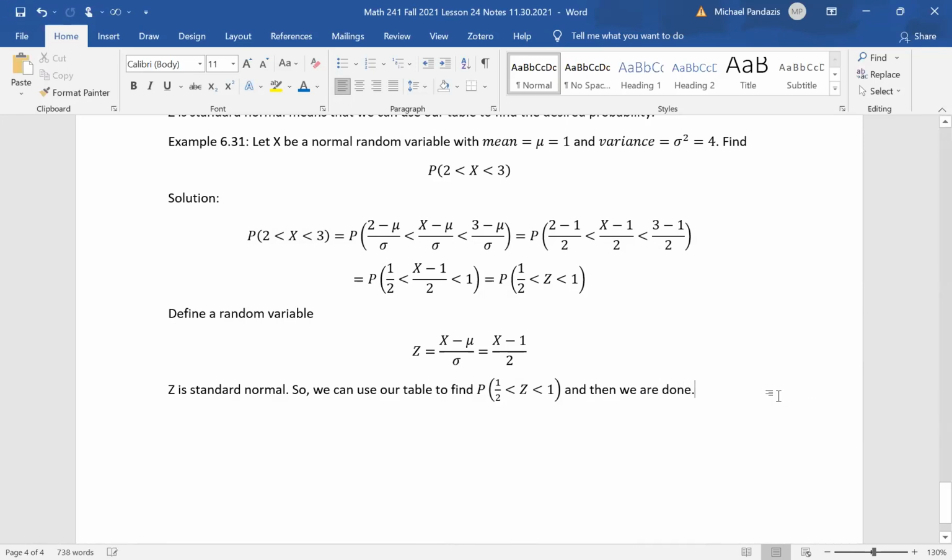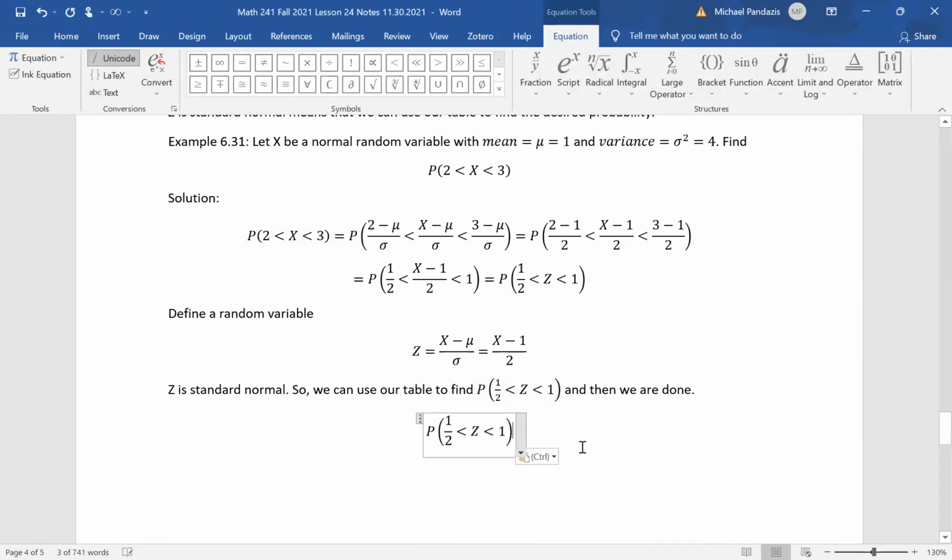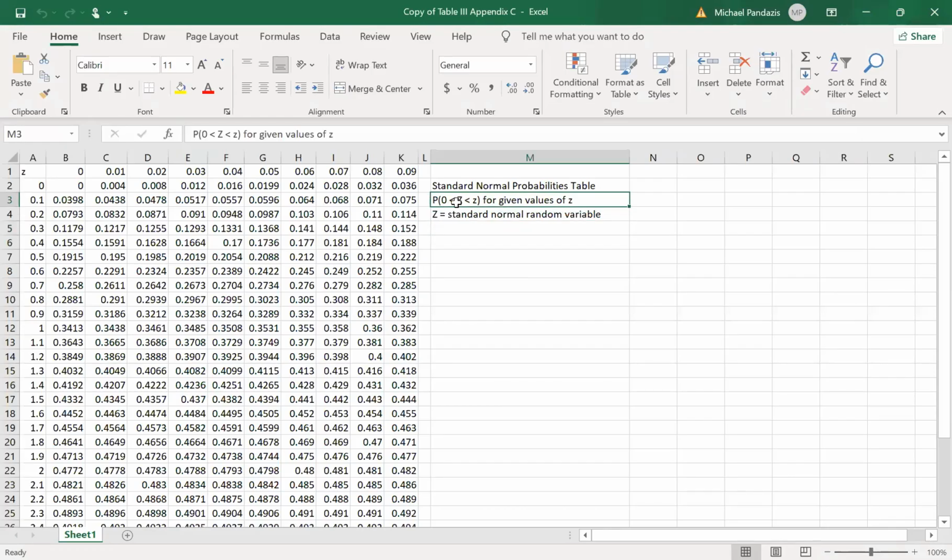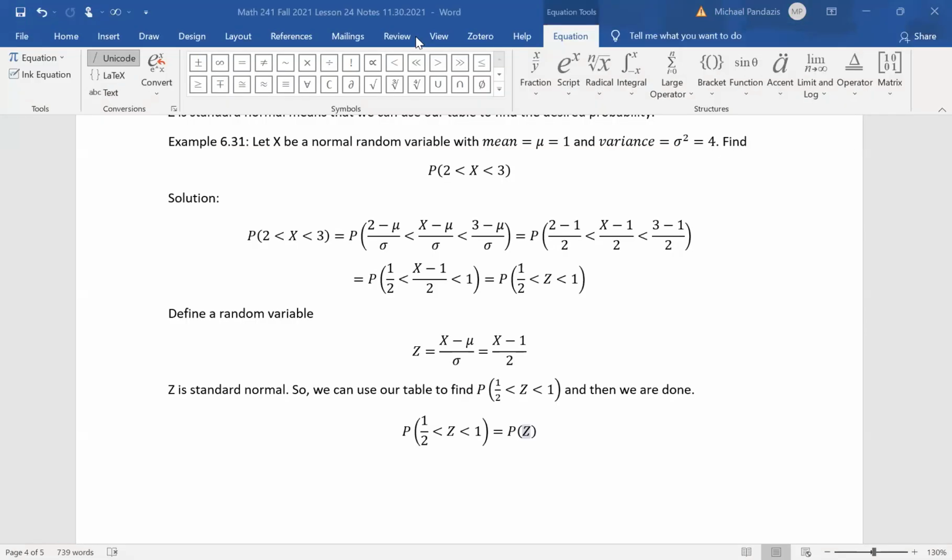Okay. So let's look at the table. In the table, it gives you probabilities that z is between 0 and some positive number, little z. And so we want to express our problem in those terms. You could write either 0.5 or 1/2, right?